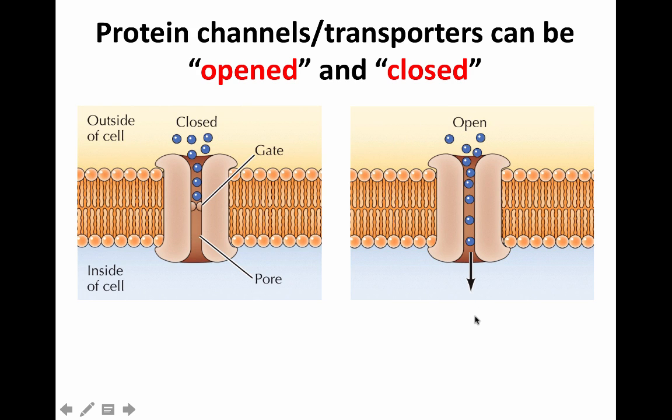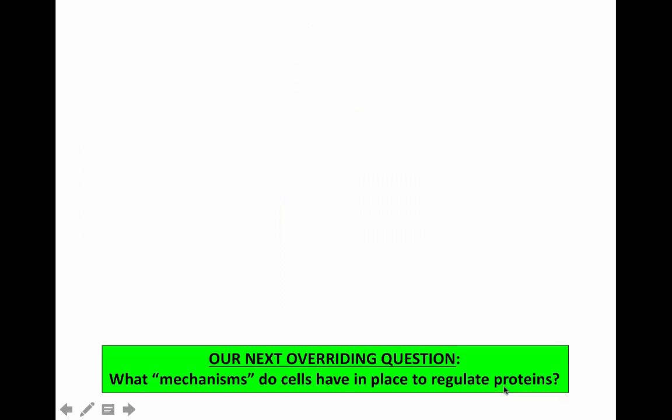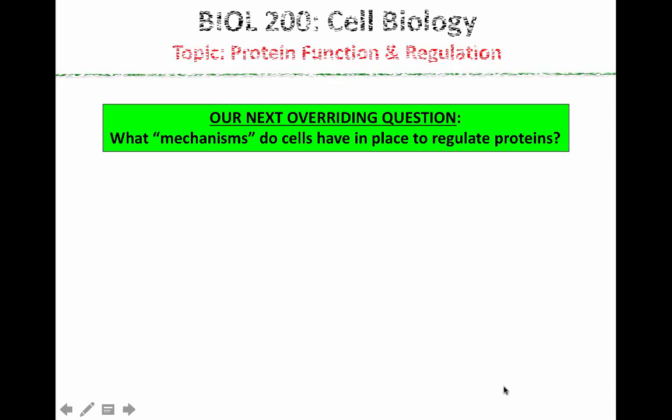And so this idea applies to all of those protein functions that we talked about: they can all be modulated or regulated in cells, right? And it's absolutely critical that that is the case so that cells work the way they should. With that in mind, our next overriding question is going to be, what are specific mechanisms that cells have in place to actually regulate proteins? And that brings us to the next area. Now we're going to talk about protein regulation.